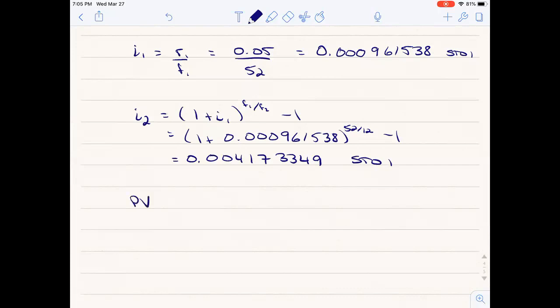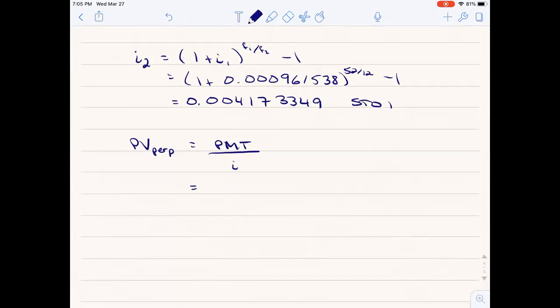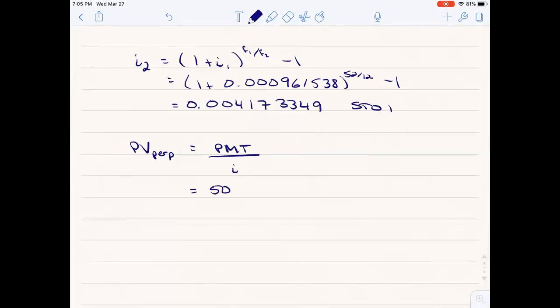The calculation for the perpetuity is really nice, right? Once you have I2, then the present value of the perpetuity is just whatever you need your payment to be over I. In this case, we need payments of $500, and I is 0.004173349.